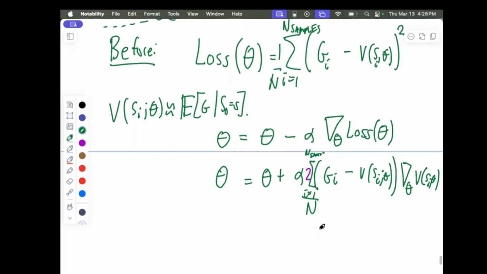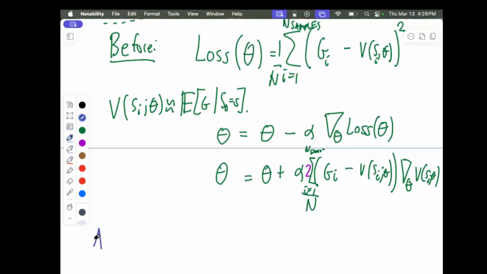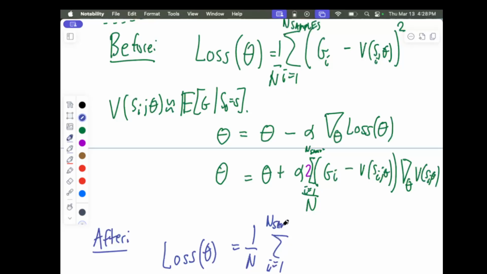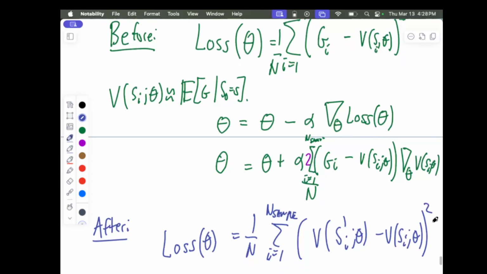So one very simple idea. Here's the first simple idea. Just write the same exact thing, 1 to the number of samples, but instead of g, just replace it with v of s prime. V of s prime of I theta minus v of si comma theta. All right, very nice. So I took my g and I replaced it with the state we saw after. This is a nice idea.